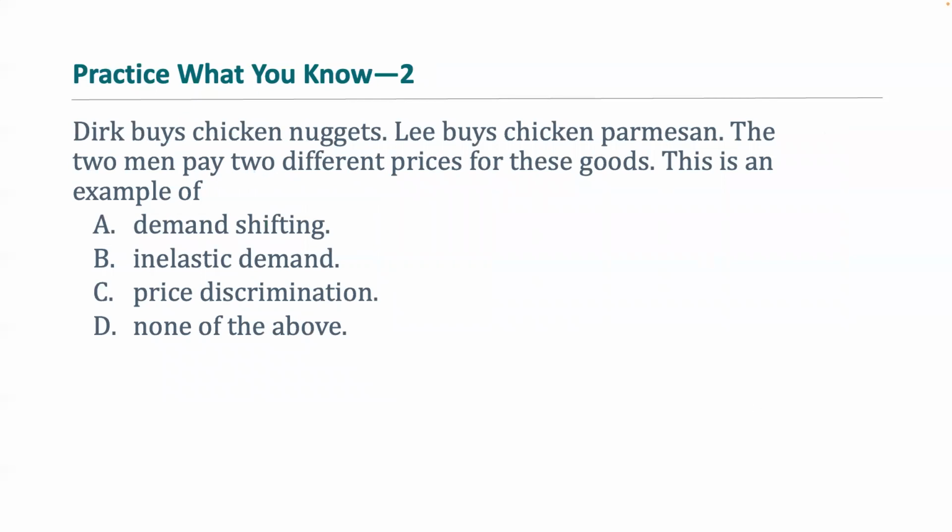Another practice what you know question, in this case, Dirk buys chicken nuggets and Lee buys chicken parmesan. The two men pay two different prices for these goods. And this is an example of which of the following? The correct answer here is none of the above. So while the goods are different in price, there are cost differences in their production. And because of that, that is not considered price discrimination. It's not inelastic demand because it's not people that are more or less concerned about price, and there's no changes in demand happening. So this is going to be none of the above.